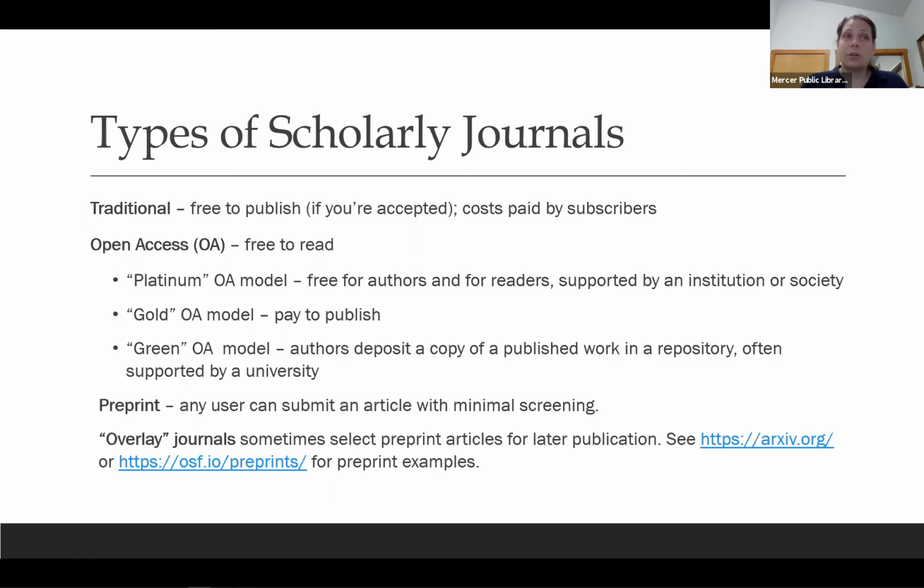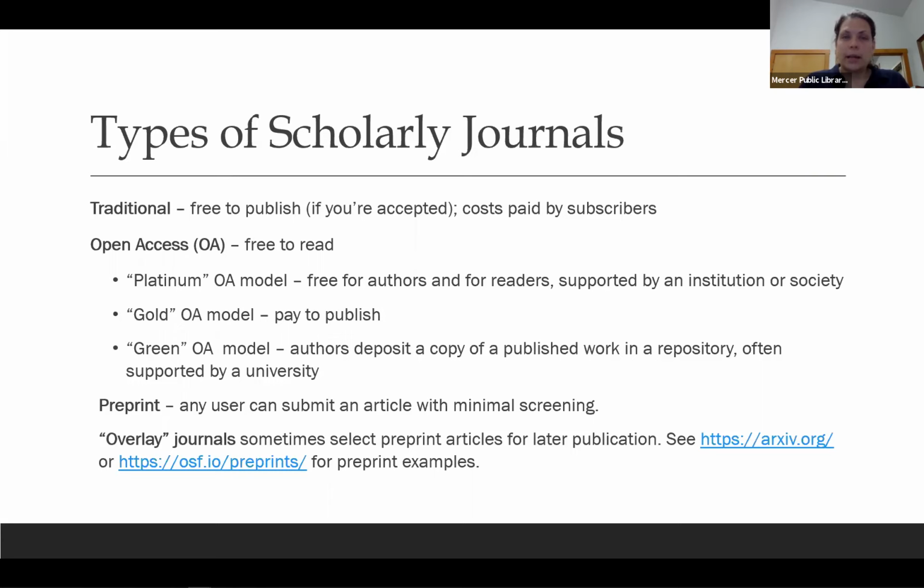And there are different types of open access journals. So the Platinum Open Access Journal is generally supported by an institution like a university or a society like a professional society or a field organization. And that makes them free for authors and for readers. So I could submit an article to a Platinum Open Access Journal. They could say, yep, this is great, we'll take it, and I don't have to pay anything, and it goes out and is available to readers.